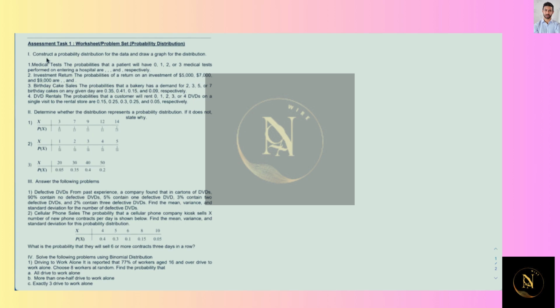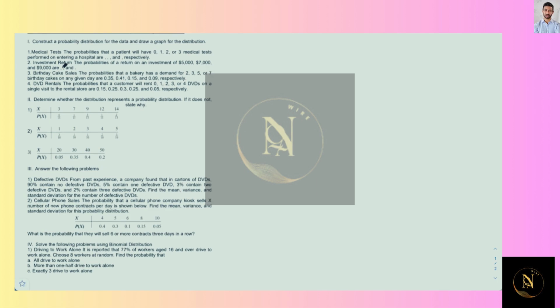Okay, we're going to construct a probability distribution for the data and draw a graph for the distribution. Now, the numbers 1 and 2 don't actually tell me the probabilities, so I can't complete that for you. However, we can do 3 and 4, and then 1 and 2 would be basically the same, but with those probabilities that aren't specified filled in there. Okay, so we'll start with 3.